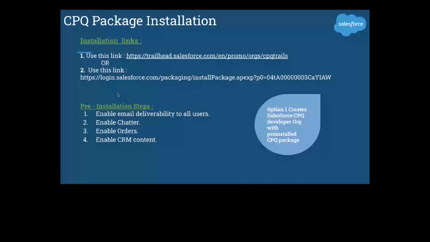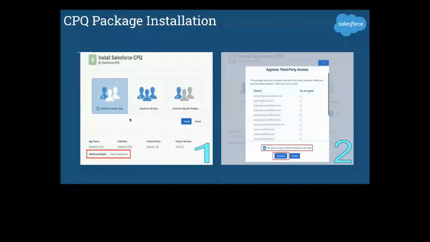Talking about pre-installation steps, prior to installation, make sure you enable email deliverability to all users, Chatter, Order, and CRM Content. These are the pre-installation steps, which make the process smooth. I have mentioned them all already. Create a Salesforce CPQ developer org with the pre-installed CPQ package. Always use install for all users rather than admins only, and always make sure to check yes, grant access to these third-party websites.